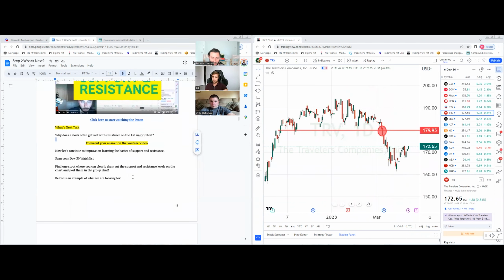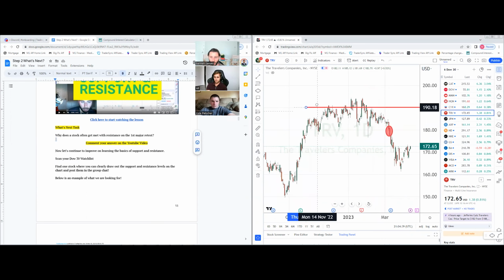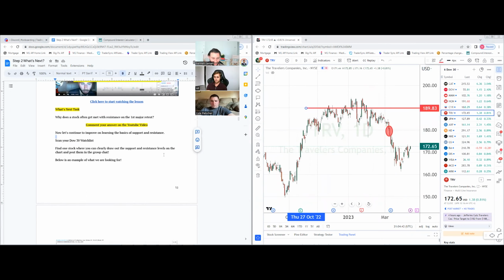So this is one of the things you want to do when you're scanning, for this example, is to find one on your own, find very clear support, very clear resistance, draw those lines out and have those lines line up as best as they can.